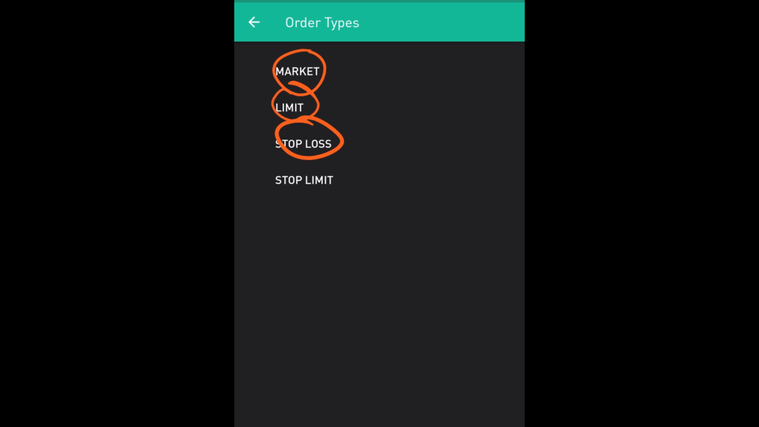Unfortunately, that's not termed correctly. That is actually a stop price and then stop limit. And when we jump into that stop loss, you'll see that it changes from stop loss to stop price. So stop loss would be a sell order, but for a buy order, it's a stop price.